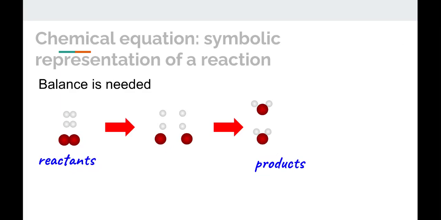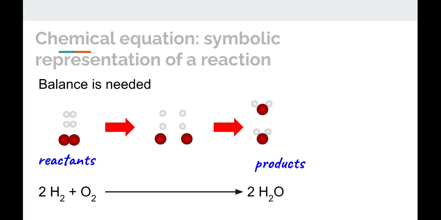And rather than drawing this all out in particles, we can have a kind of shorthand. How we do that is we write the formulas for the reactants, and then we put what's called a coefficient out in front that represents how many of that particular reactant we have. So the 2 means we have 2 molecules of H2, and the lack of a coefficient on O2 implies that there's 1 needed. And then we write an arrow that represents the change, and on the other side we would put down H2O because that's what we have, and then 2 because we have 2 of them.